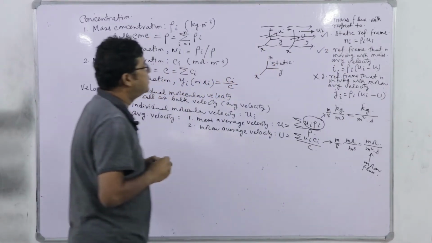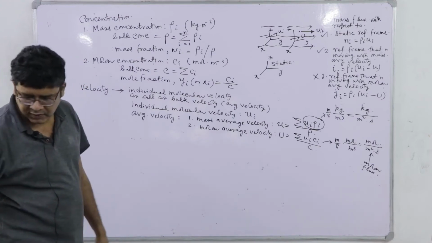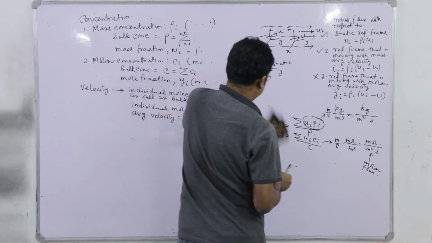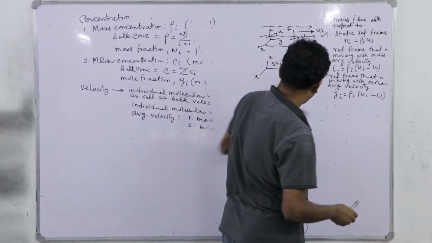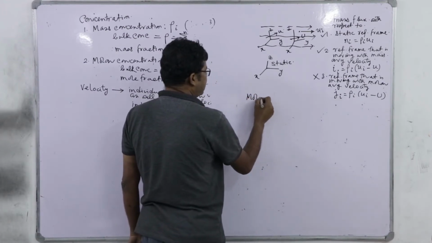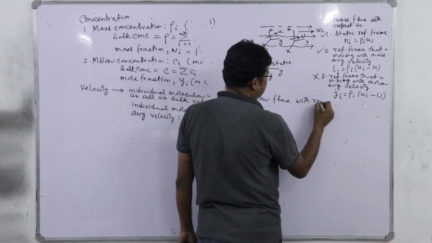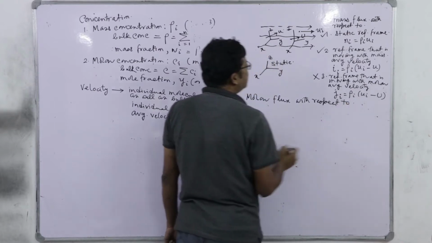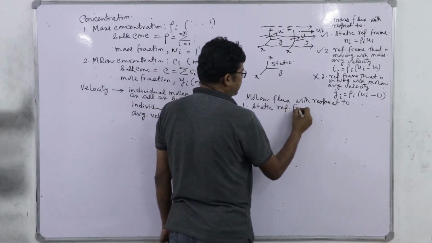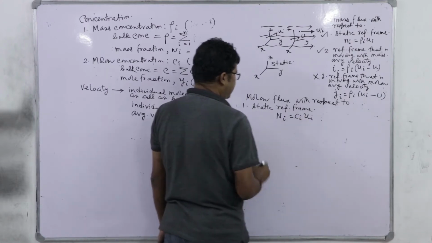So, similar to this mass flux, we can also define the molar flux, right. We can also define the molar flux. And how can we define it? Molar flux with respect to, number 1, a static reference frame, capital Ni, which is Ci into ui, right.